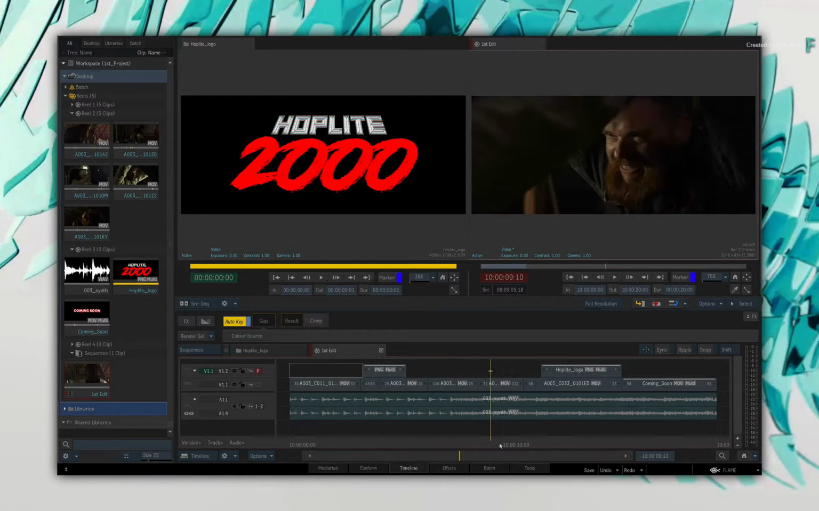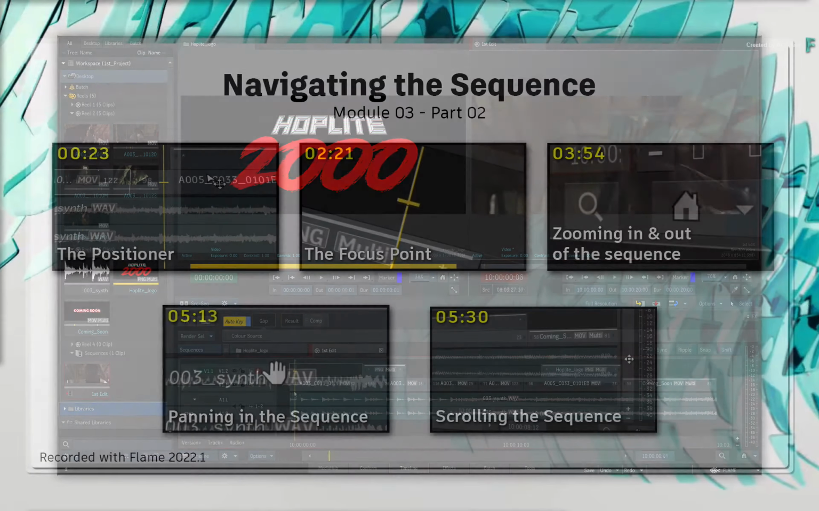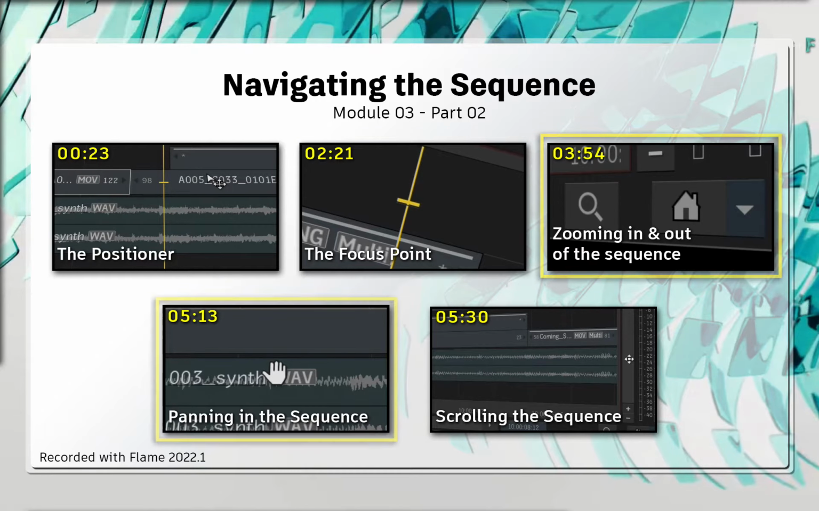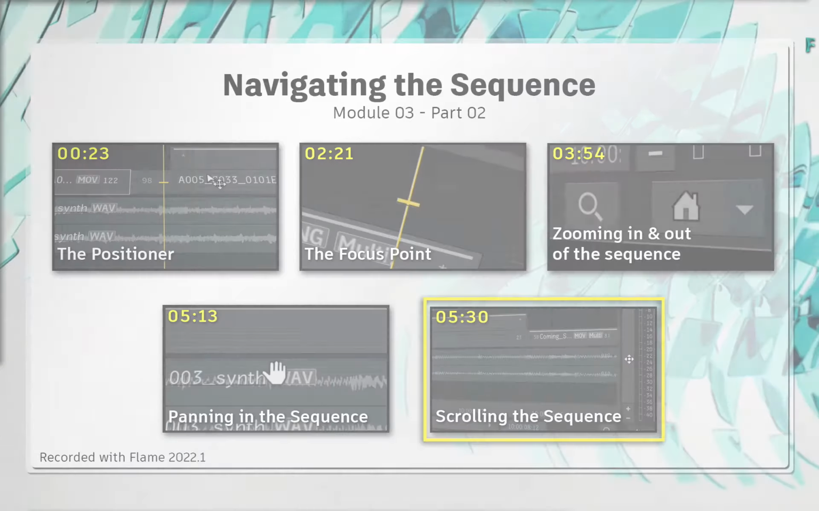Let's have a look at some of the basics of moving around the sequence and navigational tools. So you'll work the positioner, the focus point, learn about zooming in the sequence, panning in the sequence, and finally scrolling the sequence.